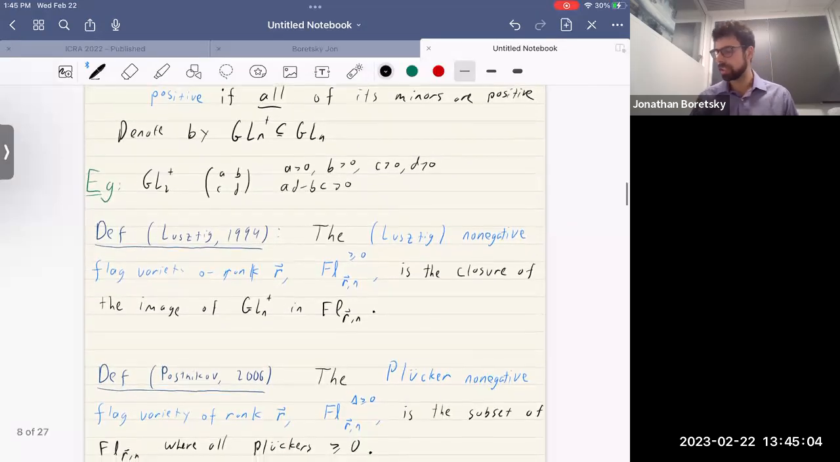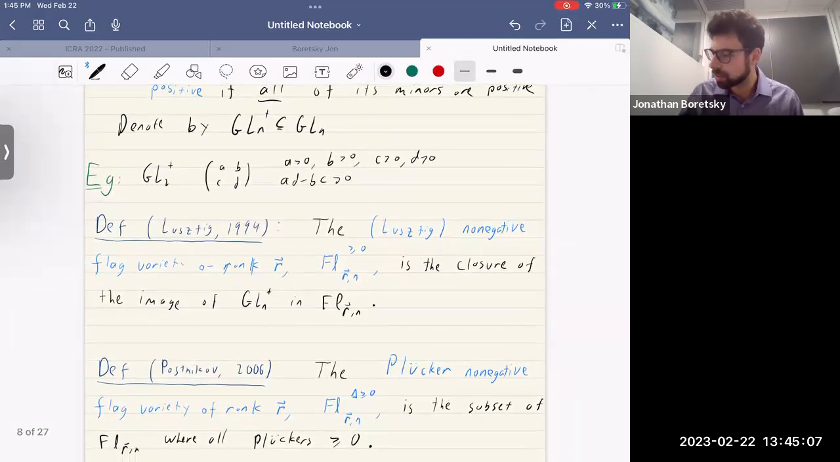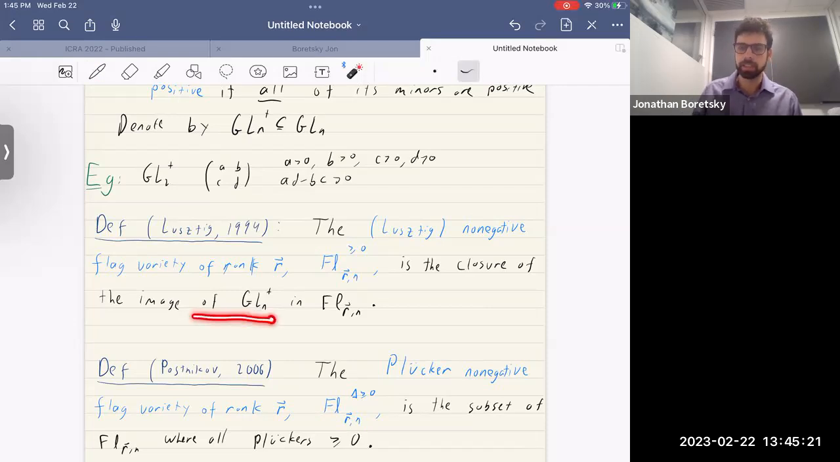All right, so the Lusztig non-negative flag variety of rank R is the closure of the image of GL_n^+ in FL_R(n). So what are you doing? You're taking a totally positive matrix, a matrix with a positive determinant, so it represents some flag. And you can think of this flag as living in FL_R(n). And you take all such flags which are represented by totally positive matrices, and you take the closure, and that's going to be our Lusztig non-negative flag variety, FL_R(n) greater than or equal to 0. So that's one notion of positivity.